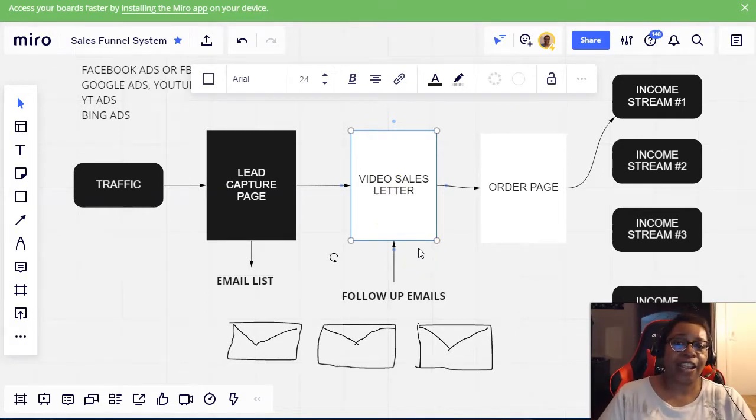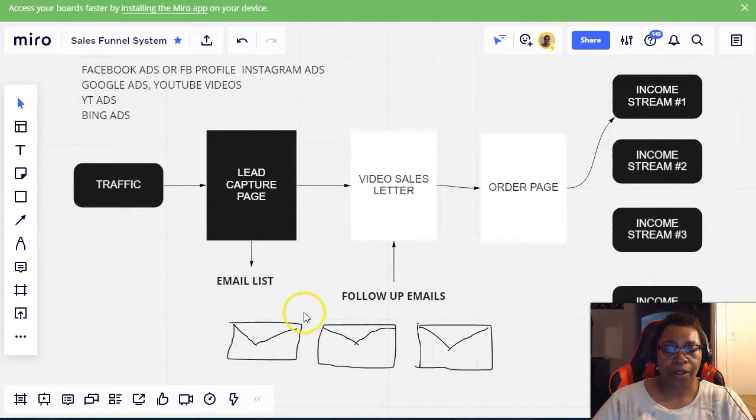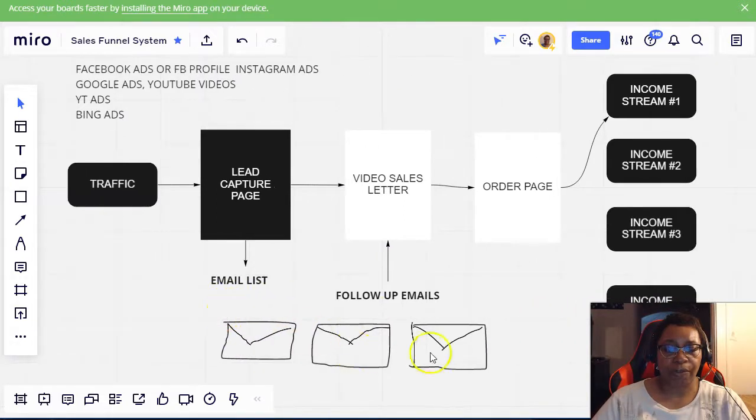Because in this day and age, it could take 8, 10, 12, 15 times before somebody decides to purchase that product or service or to join that business opportunity that you're promoting. So you want to be able to send what are called follow-up emails, and these are the follow-up emails right here. It could be a series of 3 emails, 7 emails, 8 emails, 10 emails, whatever.